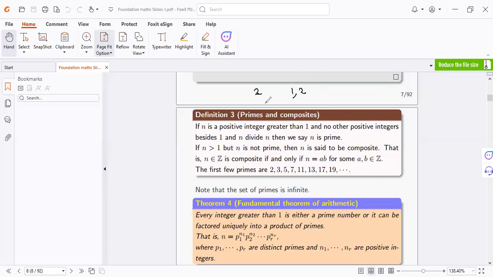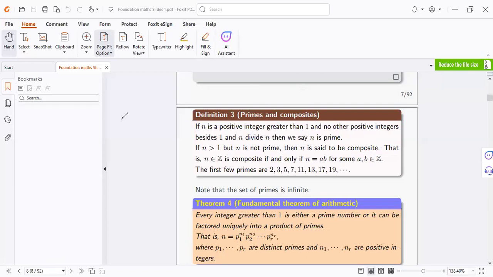The other prime number is 3. The only numbers that can divide it are 1 and itself. So that's what we call a prime number. And any number that is not prime shall be called a composite number. That is a number which we can obtain by multiplying two other numbers. And then I've noted there that the prime numbers are infinite.